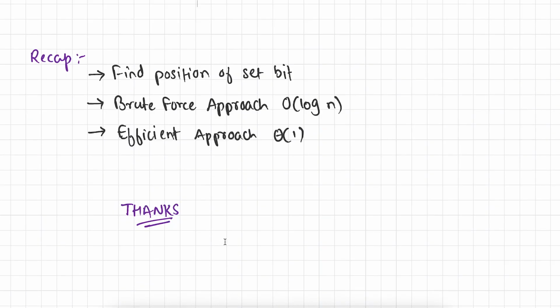So far so clear. Before we end this video, let's have a quick recap of what we have learned. We were given a problem, and our task is to find the position of the set bit in that number. We saw the brute force approach to solve this problem, and the time complexity came out to be O(log n). And after that, we saw the efficient approach, and the time complexity came out to be Θ(1). That is much better than O(log n). So I hope now you have a good understanding of how to find the position of the set bit in any given number.